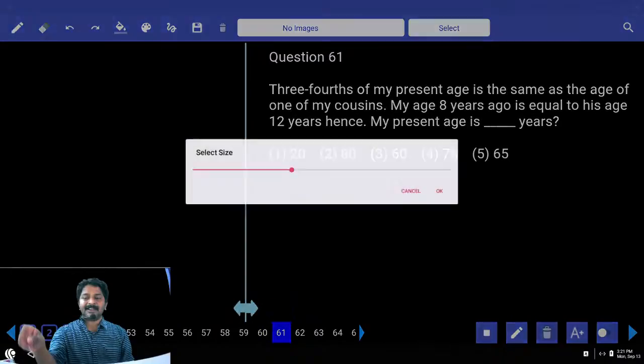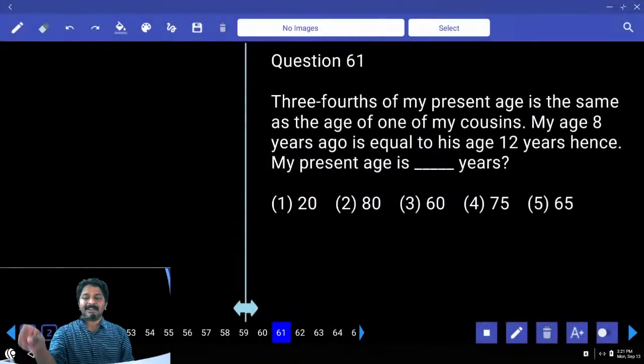61. 3/4 of my present age is the same as the age of my cousin. So if the present age of this person is 4 parts, the cousin's age becomes 3 parts. Why are we starting with 4 parts? 3/4, what is the denominator? Because of the denominator 4, we are starting with 4 parts instead of 1 part.